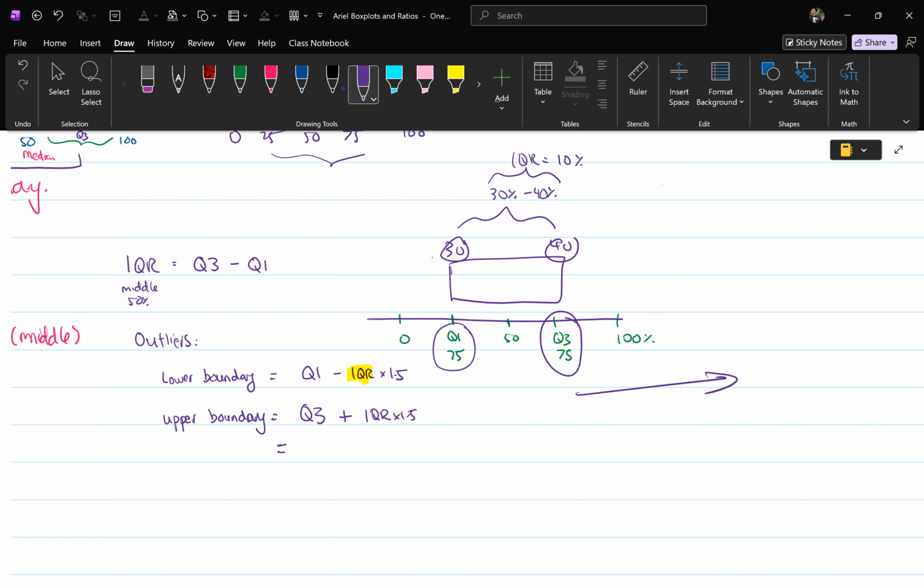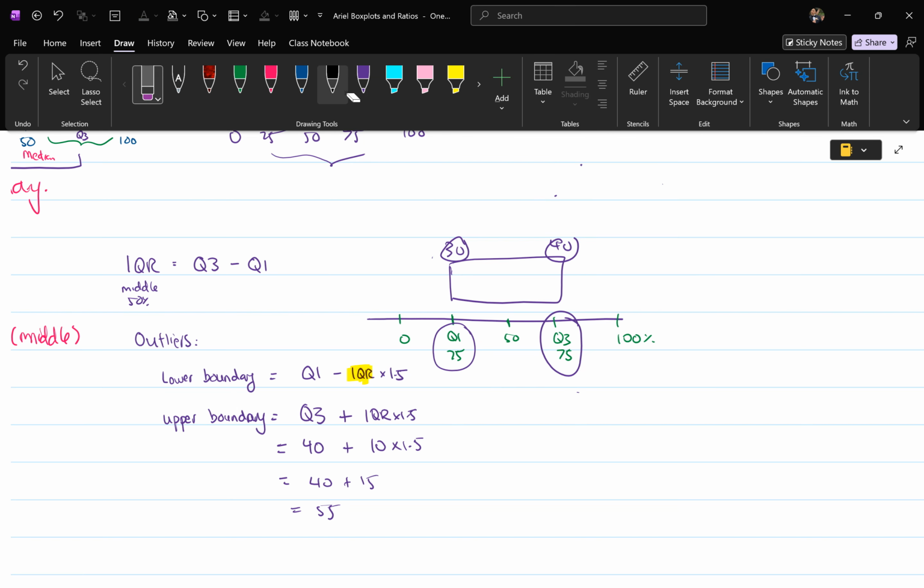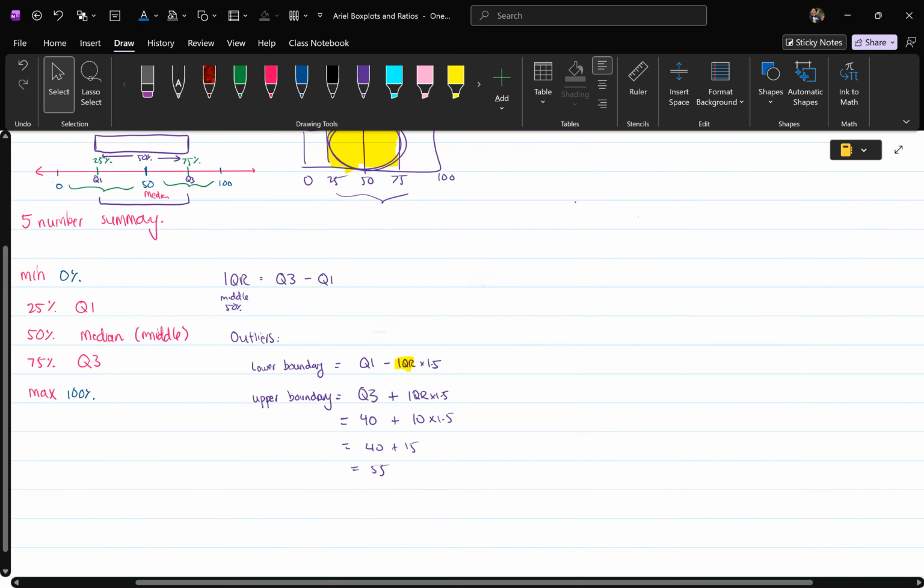If you work it out, Q3 in this example is 40. The IQR we worked out to be 10, so 10 times 1.5 is 15, and 40 plus 15 gives you 55. So anyone who scores above 55 in this particular classroom is beyond the upper boundary. Anyone who scores more than that is clearly very different from everyone else here, because everyone's scoring between 30 and 40. So at what point do you consider them really special or very different from this particular class? Okay. And that pretty much sums up what you need to know for boxplots.